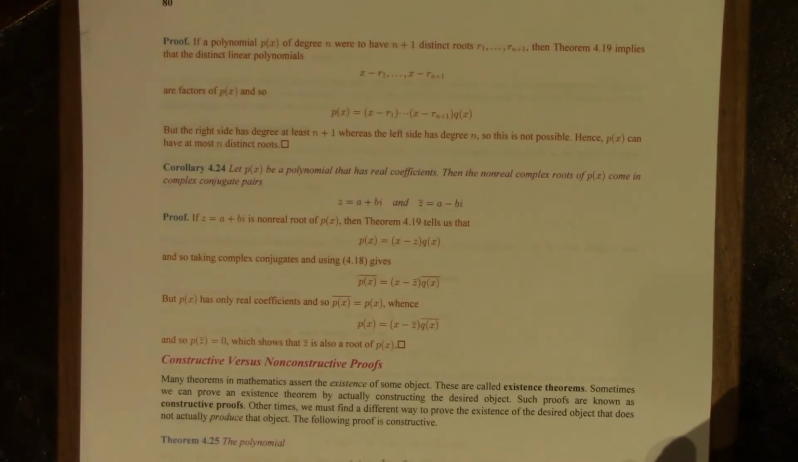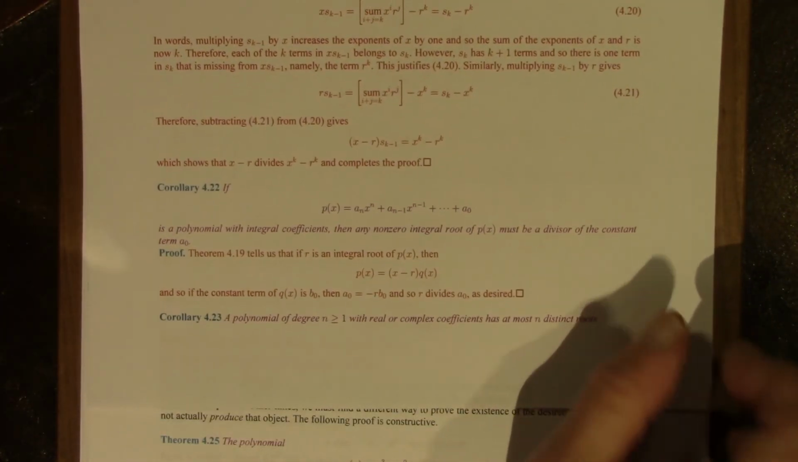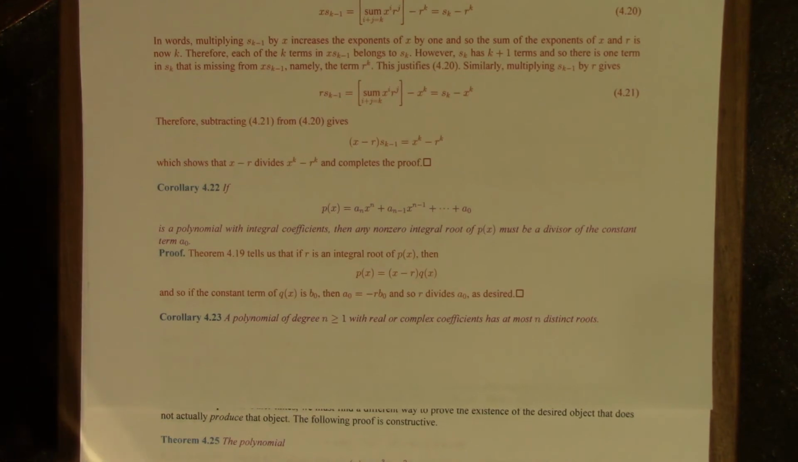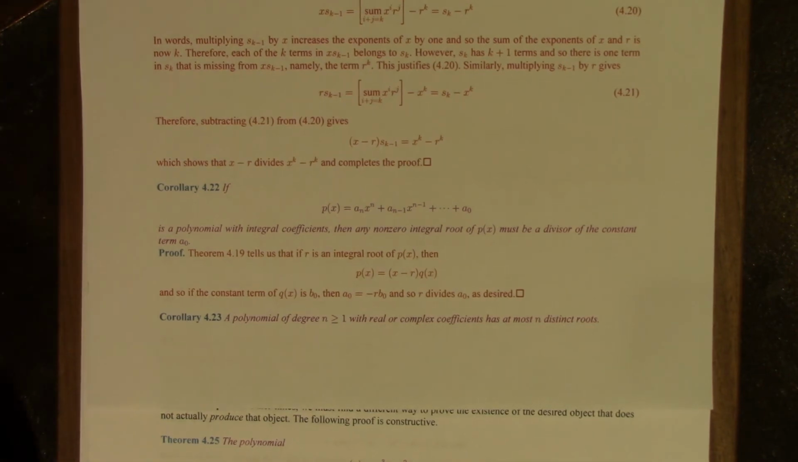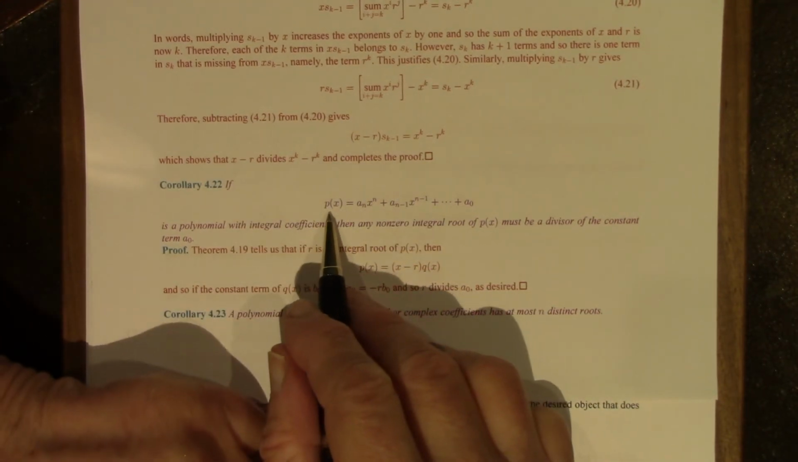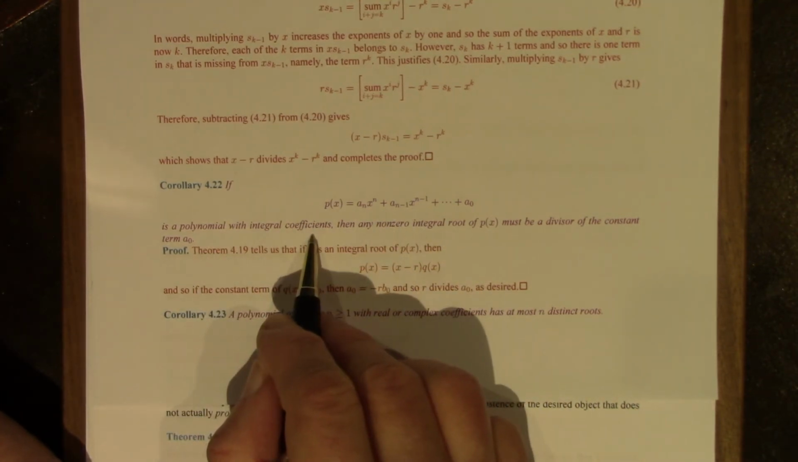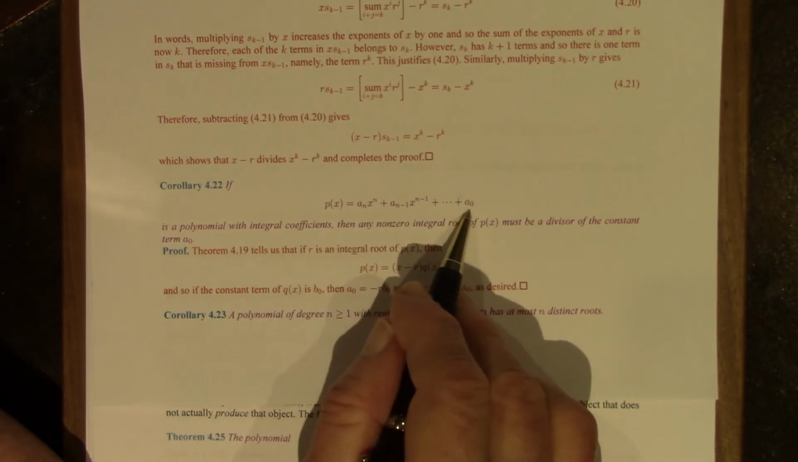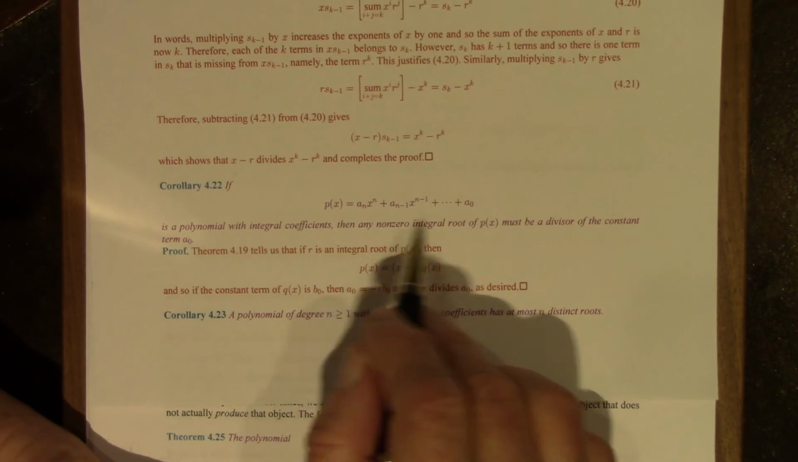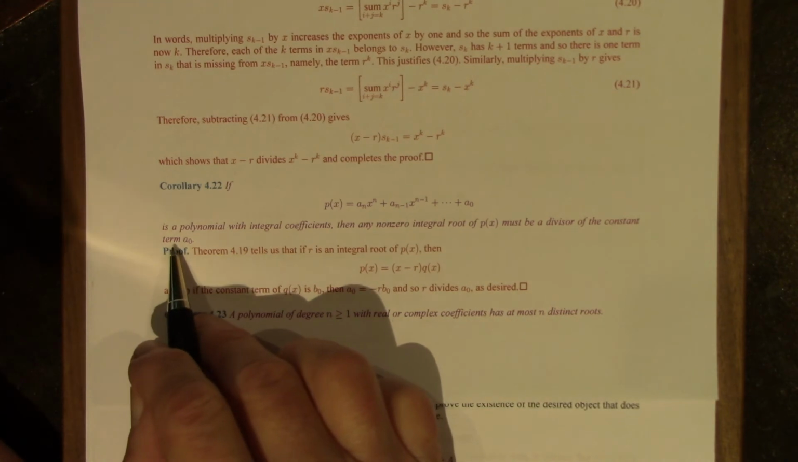Okay. Well, this theorem has a whole bunch of corollaries. It's very important. First corollary. If p of x is a polynomial with integral coefficients, so the coefficients are integers, then any non-zero integral root of p of x must be a divisor of the constant term a naught.